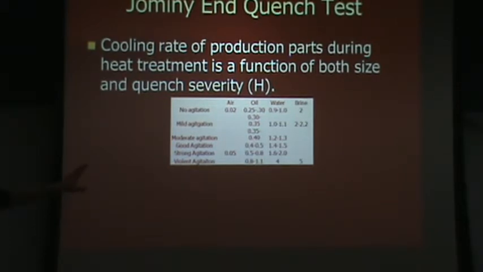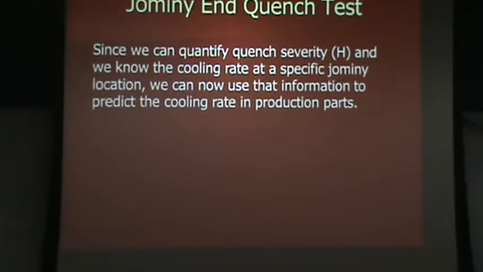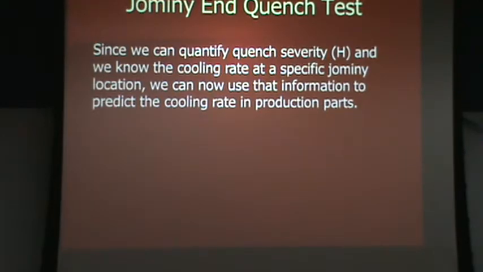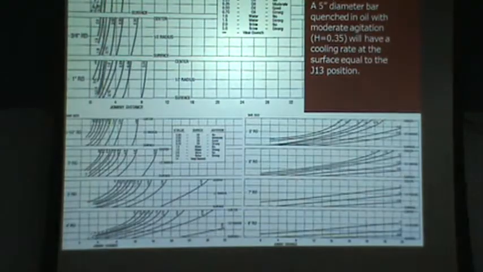So we've got different H values depending on the fluid that we're quenching in. We've put a value, a quench severity value, on our fluid, and now we know the cooling rate at a specific geometry location. We can use that information to predict the cooling rate in a production part, whether that's a bar, a spindle, some shape. We can now begin to do some predictive work.